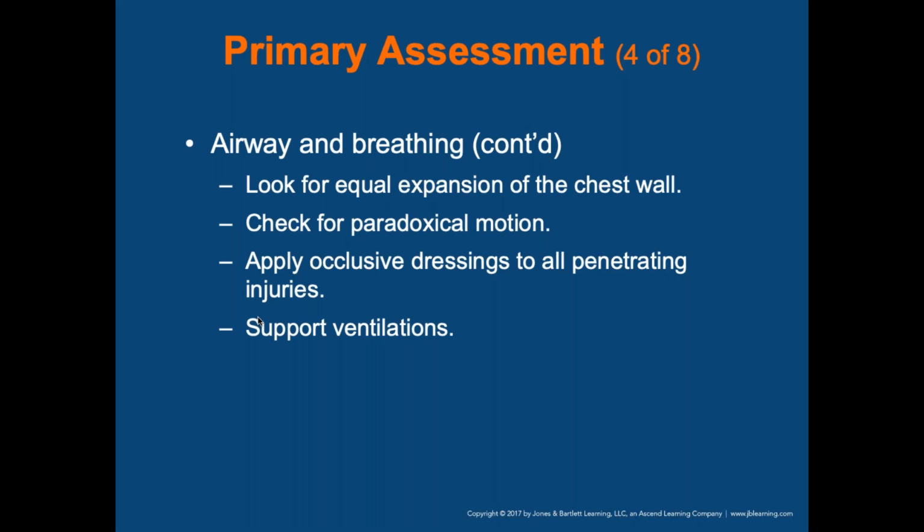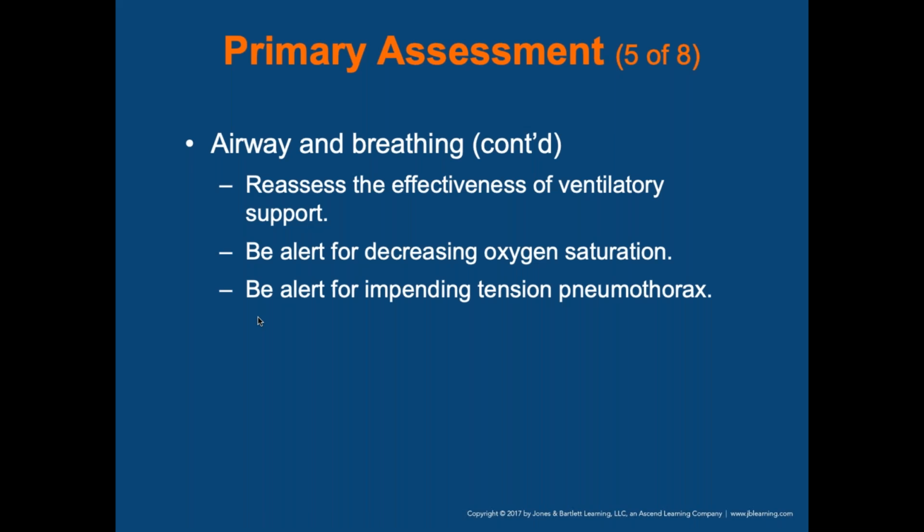We're going to apply the occlusive dressing, and then we're going to support ventilations as needed. And that may be as simple as putting on a non-rebreather or going to a BVM to assist. We're going to reassess the effectiveness of ventilatory support. We have to continue reassessing that to make sure we're getting good compliance. Good compliance means that the breaths go in effectively and are not causing gastric distension. Be on the alert for decreasing oxygen saturations, as if a patient has a collapsed lung, that can decrease pretty quickly. And also be alert for the impending tension pneumothorax.